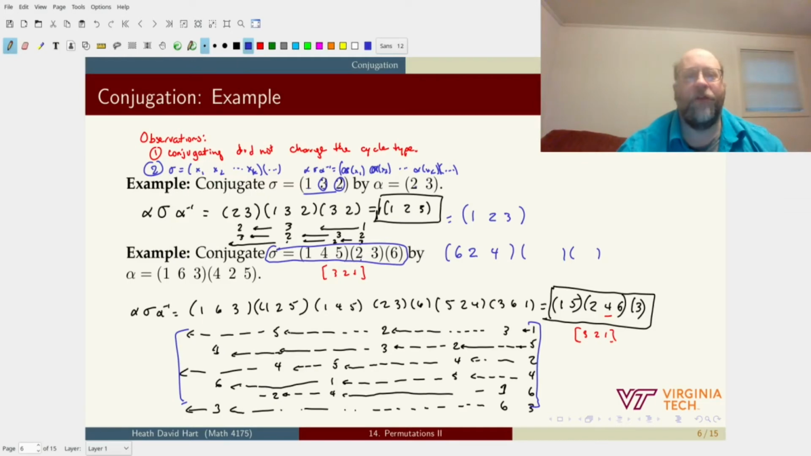Now, what does alpha do to a 2? It changes 2 to a 5. What does alpha do to a 3? It changes a 3 to a 1. And what does alpha do to a 6? It changes 6 to 3.